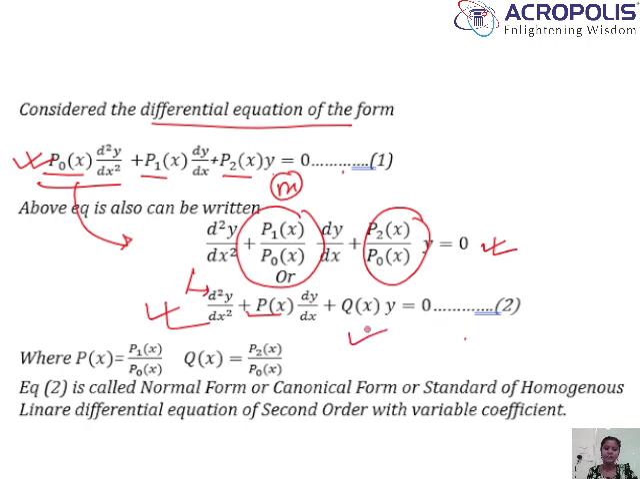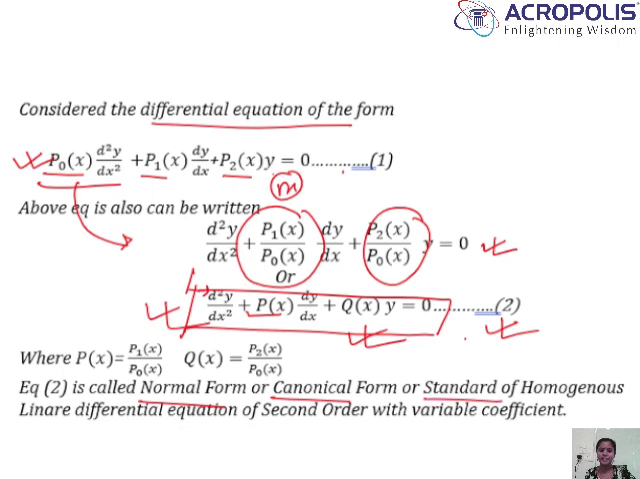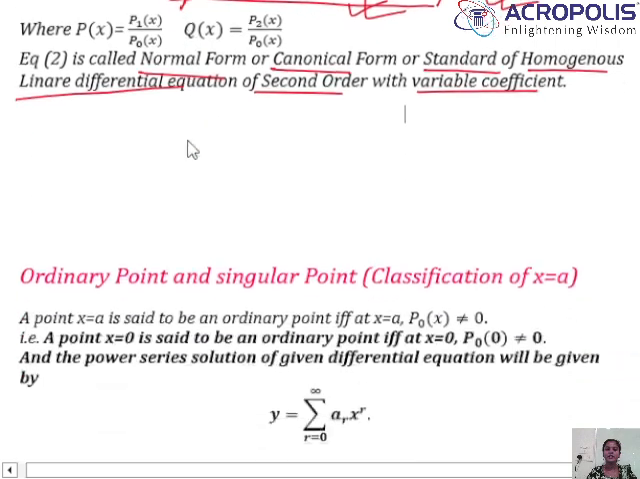We already learned how to solve this standard form of linear differential equation by different methods, as you have already seen in the previous lecture. This differential equation is called the normal form, canonical form or the standard form of a homogeneous linear differential equation of second order with variable coefficients. Now see how to solve this type of linear differential equation.